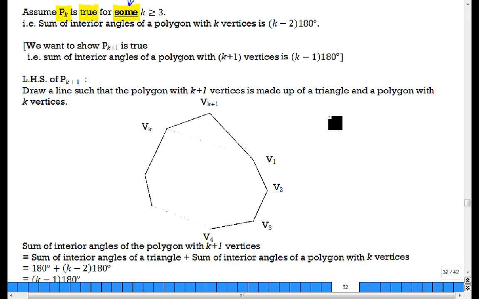Now, let's look at this. We want to show that Pk plus 1 is true. That means we want to prove this thing. Well, how does a k plus 1-sided polygon look like? Very hard to draw, but let's say you have 1 point, 2 point, 3 point, 4 point, all the way to k points, and then k plus 1 points. And we want to show that the sum of the interior angles is given by this formula. Then we make a very smart move.